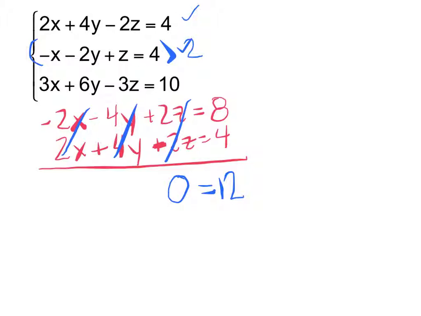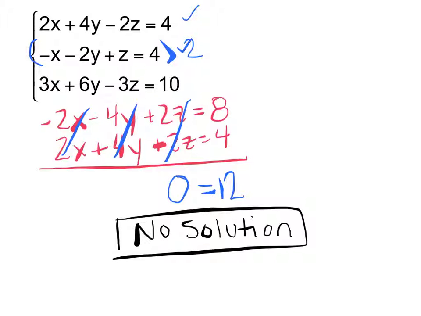So we need to ask ourselves, when does the number 0 equal the number 12? And the answer is never. So there is no solution to this system. Remember, you can write no solution, or you can write that symbol 0 with a slash through it. That also means no solution. There is no place where all three of these planes actually intersect.